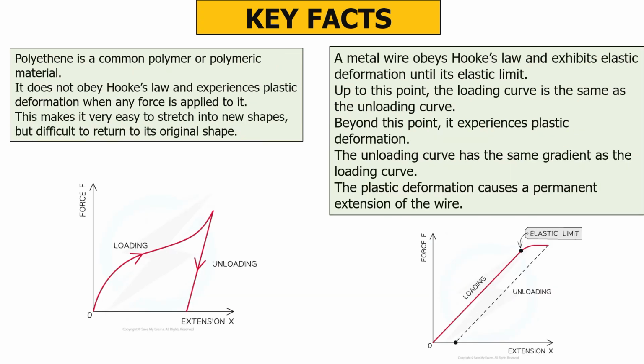Now, polythene is a common polymer or polymeric material. It doesn't obey Hooke's law and experiences plastic deformation when any force is applied to it. This makes it very easy to stretch into new shapes, but difficult to return to its original shape. A metal wire obeys Hooke's law and exhibits elastic deformation until its elastic limit. Up to this point, the loading curve is the same as the unloading curve. Beyond this point, it experiences plastic deformation. The unloading curve has the same gradient as the loading curve, and the plastic deformation causes a permanent extension of the wire.